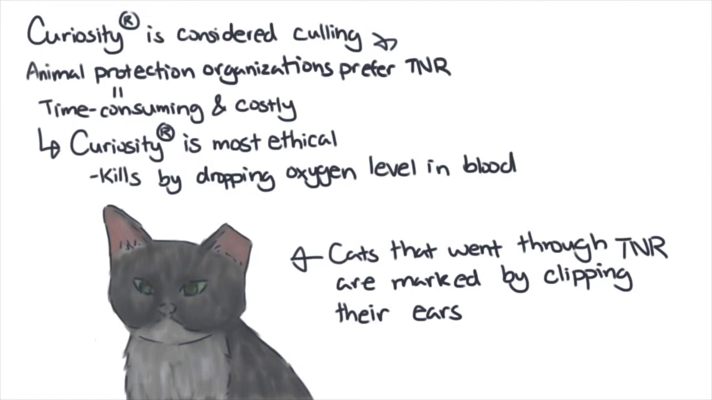However, the only method that is non-lethal is trap, neuter, return (TNR), and it is very time-consuming and costly to trap and desex the cats. So Curiosity is by far the most ethical method because it puts the victim to sleep by reducing the oxygen level in the blood and eventually killing it.